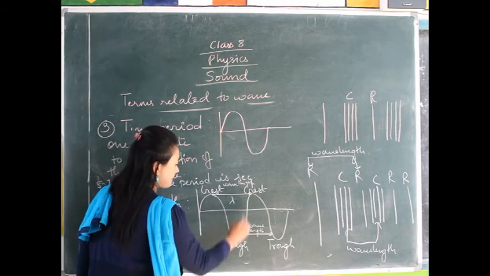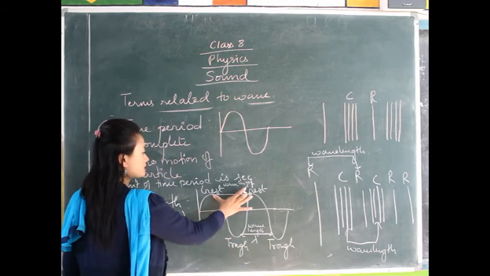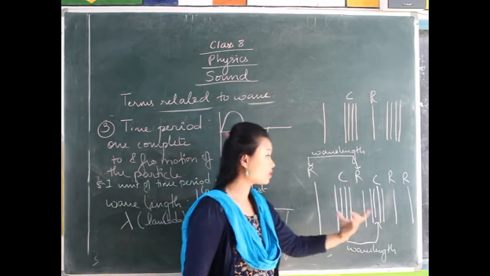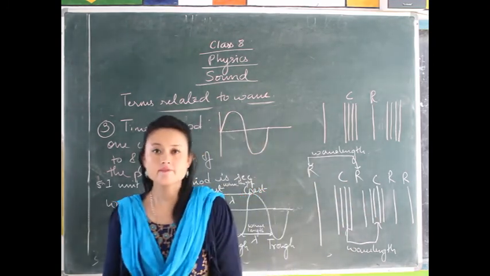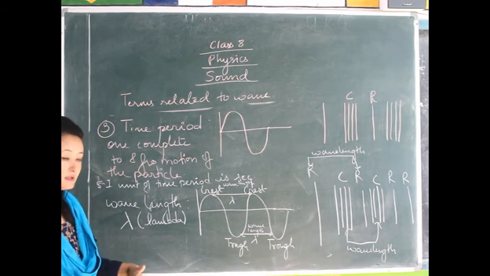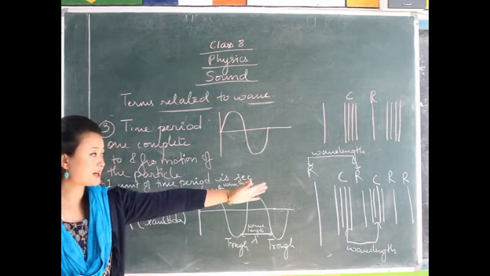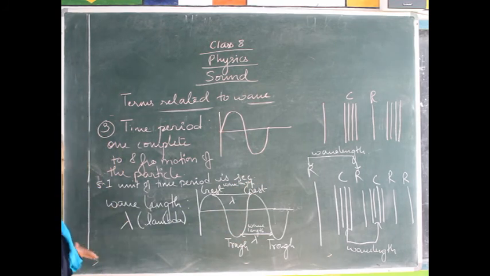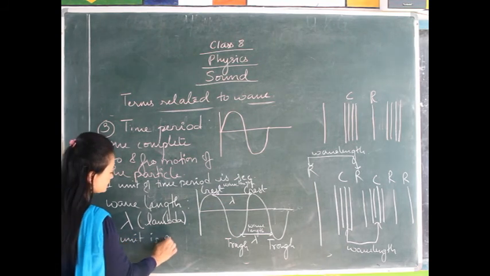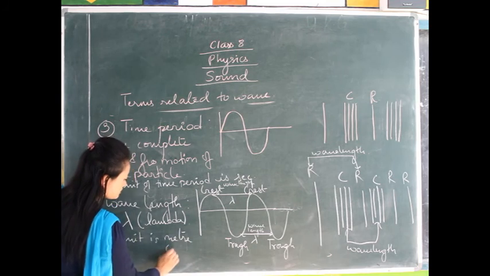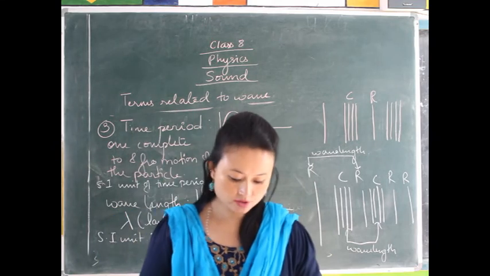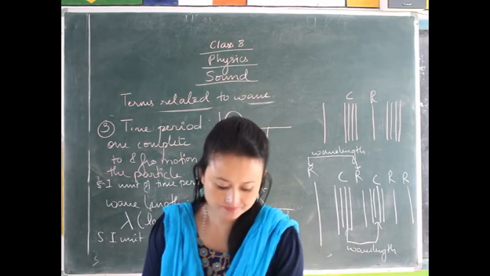So the distance between two crests, or between two troughs, or between two compressions, or between two rarefactions is called wavelength. And wavelength is a distance, isn't it? Since it is a distance, the SI unit will be the same as distance. And what is that? Meter. The SI unit of wavelength is meter.